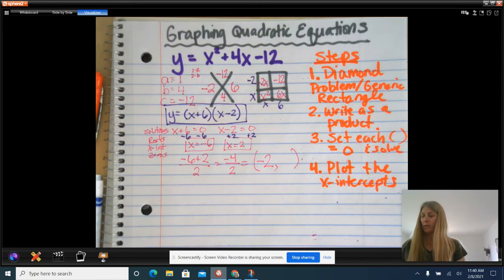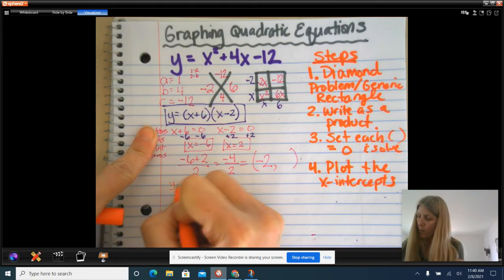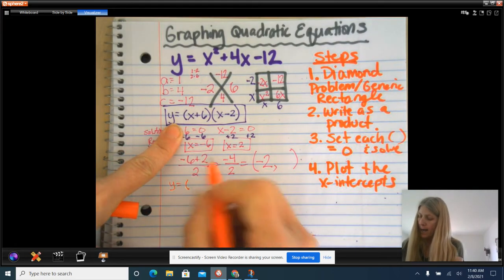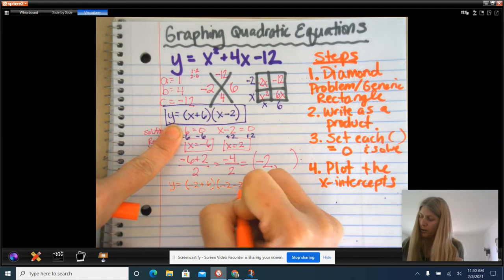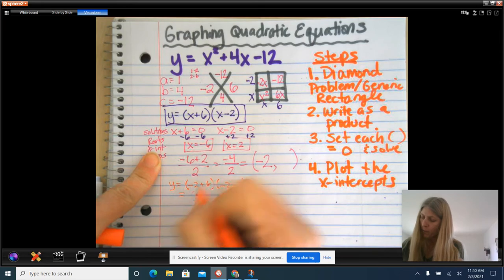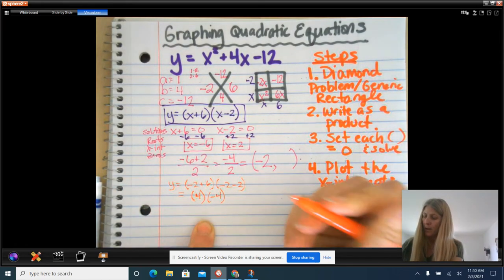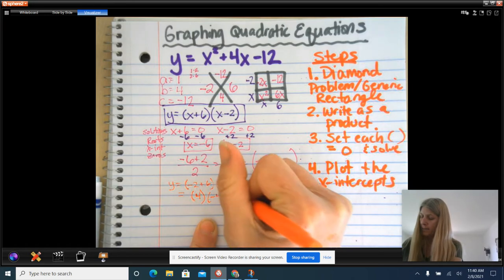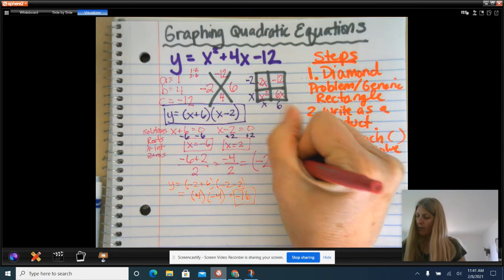We're going to get the same answer. Using our standard form, we're going to solve and find out what our y value is. So I like to use this one. Y is equal to -2 plus 6 times -2 minus 2, which is 4 times -4, which is -16. Okay, and that is my y value for my vertex.